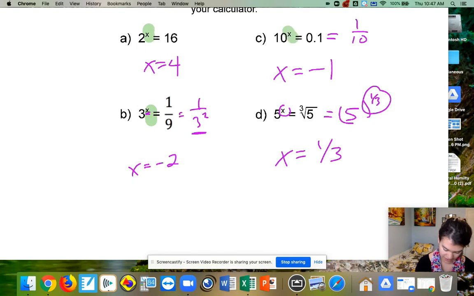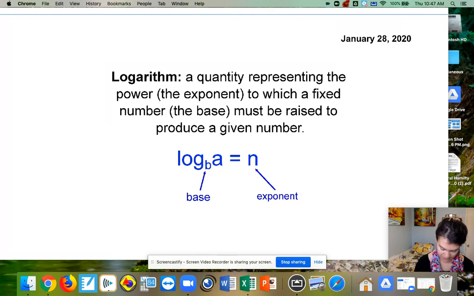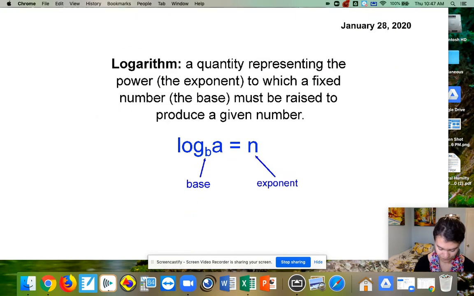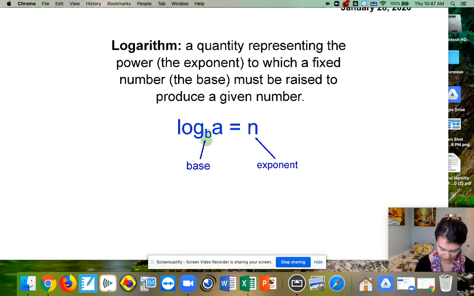So it tells us if we have some base, so 2, and my answer is 16, the exponent had to be 4. You're kind of working backwards. So b is your base, n is your exponent, and then this is just whatever the number is they give you. So an example of that was like 16. So it's a way to find exponents instead of plugging in an exponent and finding the answer.